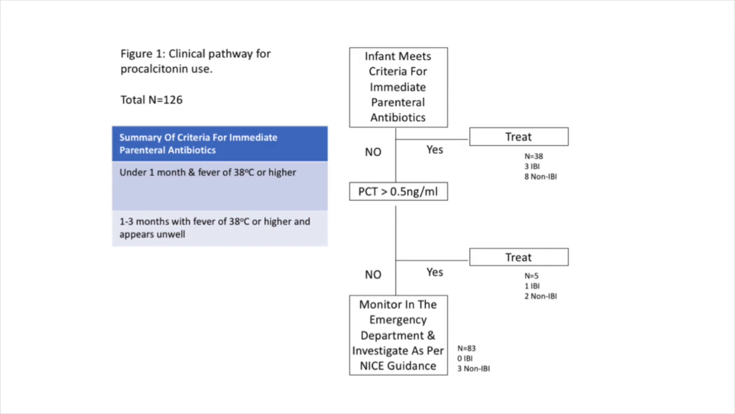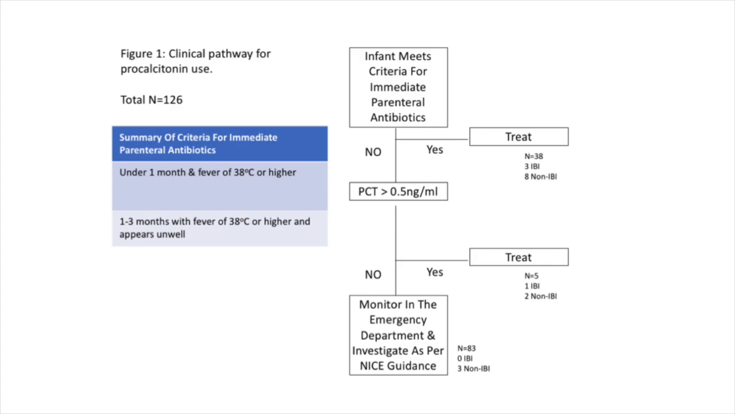So, the first thing we said was, if the child meets the criteria for parenteral antibiotics as set out by NICE, then they would be treated. And what we said for that was any child under a month with a fever or history of fever of 38 or higher, we would treat. And then we said, if they're 1 to 3 months with a fever or history of fever and look unwell, we should also treat them.